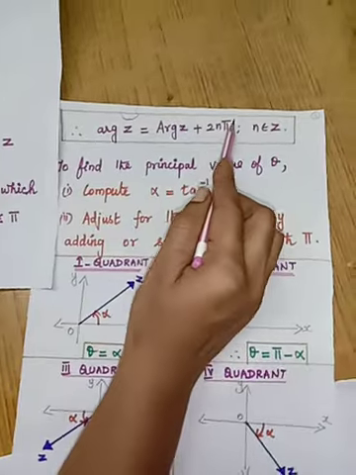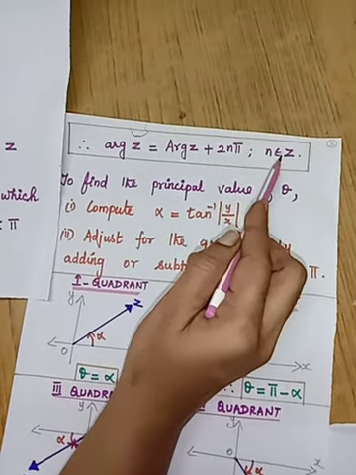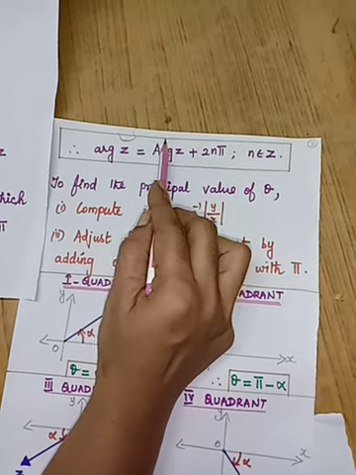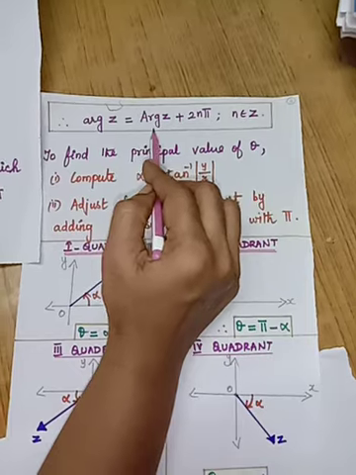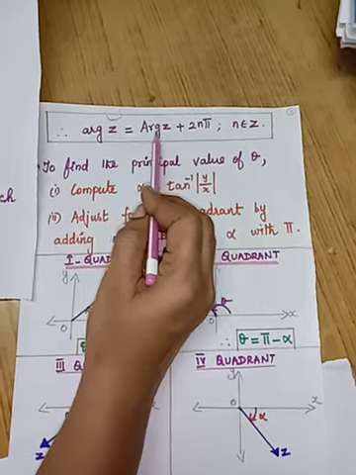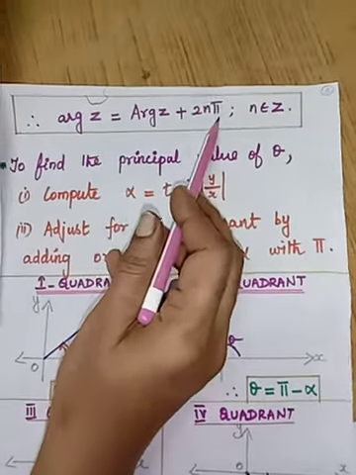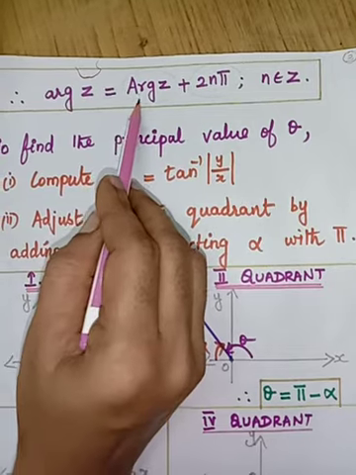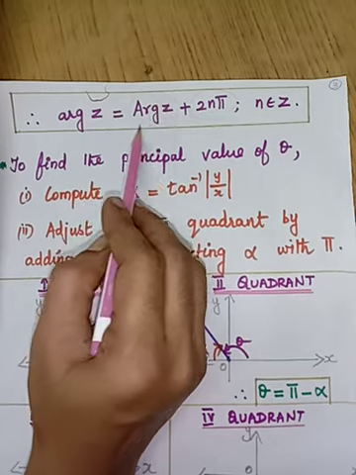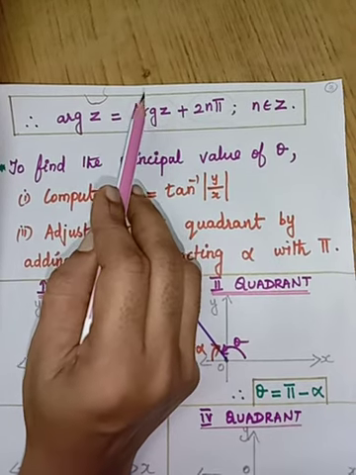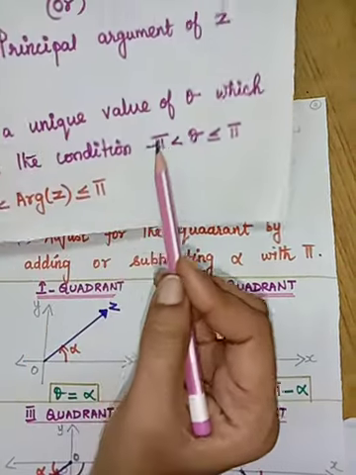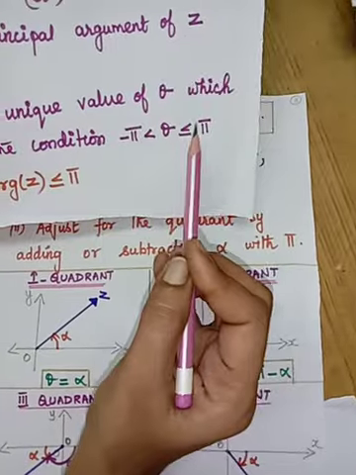So here I have written multiples of 2 pi, n belongs to Z, so it is a multiple of 2 pi which has to be added to the principal value of theta. So see that argument of z is equal to capital Arg z plus 2n pi. This is called the principal value of theta or principal argument of the complex number. It is a unique value which satisfies the condition minus pi less than theta less than or equal to pi.